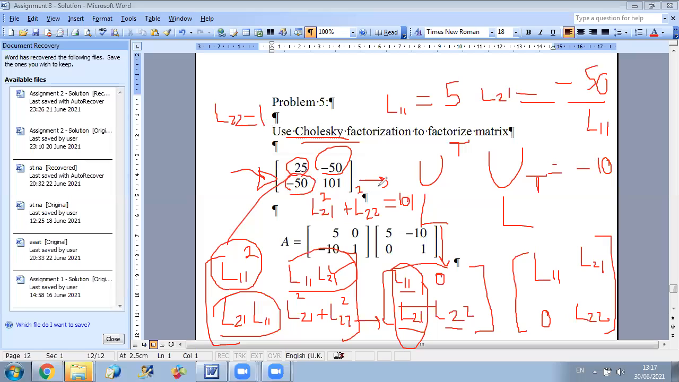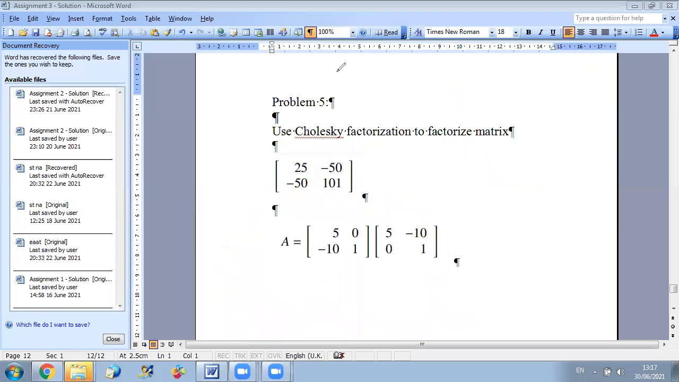Once I get the elements of my lower matrix, I can deduce the upper matrix, which is the transpose of it, and then I did the factorization into a lower matrix times an upper matrix. Any question on this? Doctor, will you specify lower or upper for us? If I don't specify, you are free to use what you want. If I specify, you should use what I told you.